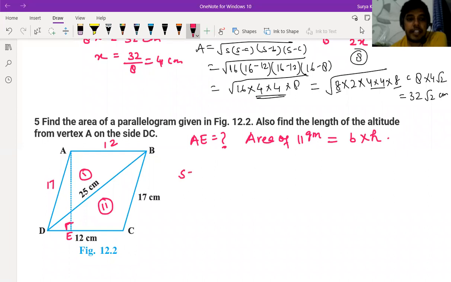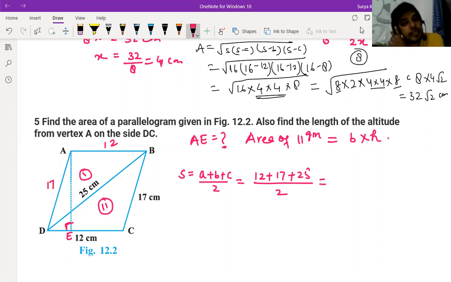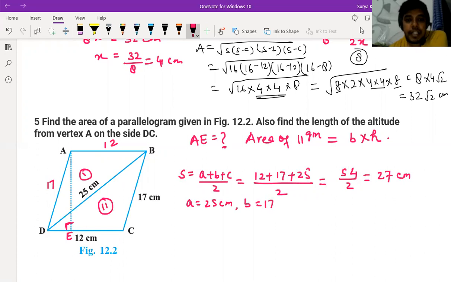First you find S. S is equal to what? A plus B plus C by 2. So that is 12 plus 17 plus 25. Satvik, respond, what are you getting? 54 by 2. Tell what will come, Satvik? 27 centimeter. A is equal to 25 centimeter, B is equal to 17 centimeter, C is equal to 12 centimeter. Then apply Heron's formula.